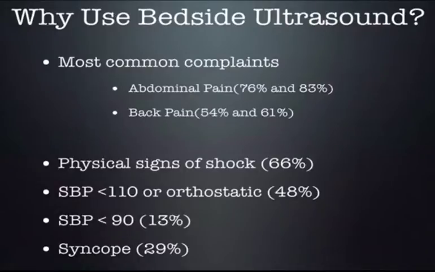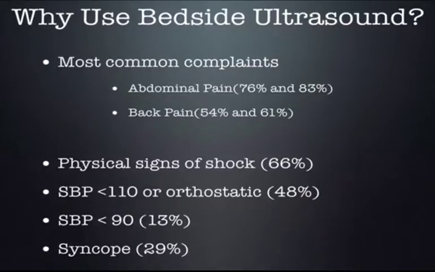The most common complaints, if you look through the literature, show that abdominal pain is present 76 to 83% of the time. Back pain is present 54 to 61% of the time. Both very non-specific presentations, and something that we all commonly see in our day-to-day work. Now, physical signs of shock are present only 66% of the time. Systolic blood pressure less than 110, or positive orthostatic vital signs, 48% of the time. Systolic blood pressure less than 90, present only 13% of the time. And syncope as a part of the presenting complaint is only present 29% of the time.